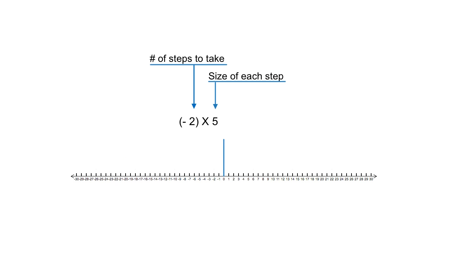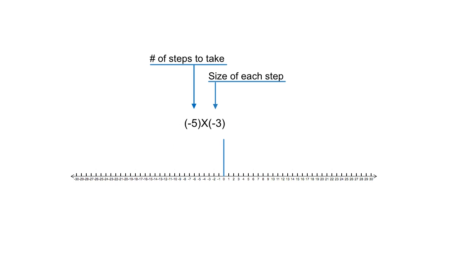In this case, the size of the steps is positive, which means you would think they would go to the right, but the negative on the number of steps tells us these steps are flipped, so we're going back to the left. Because of that, we know that our result is -10.